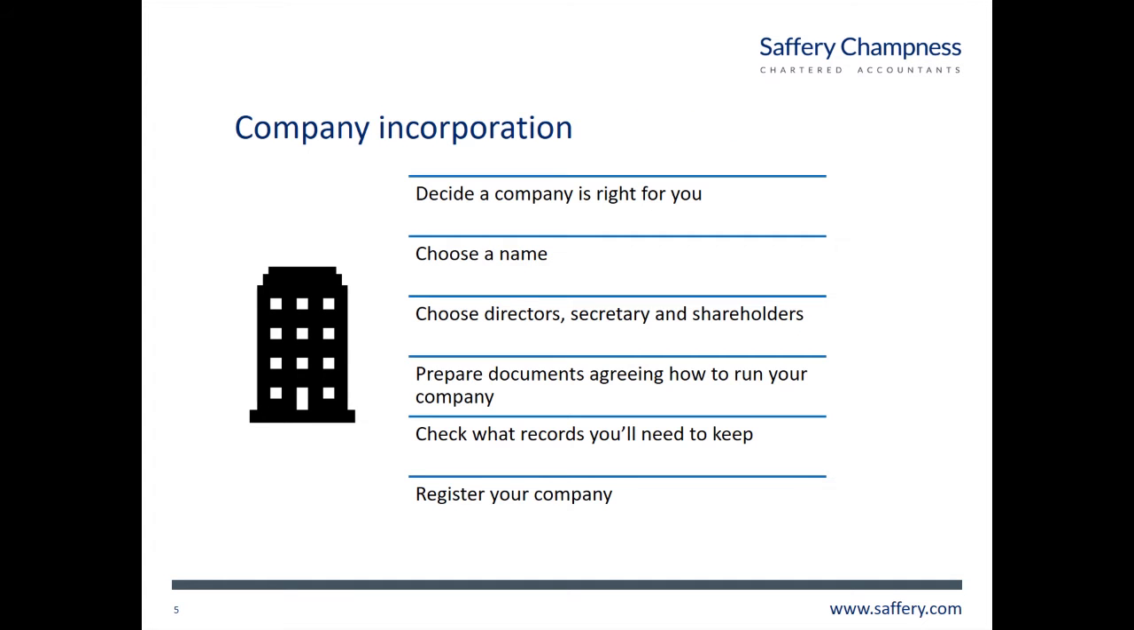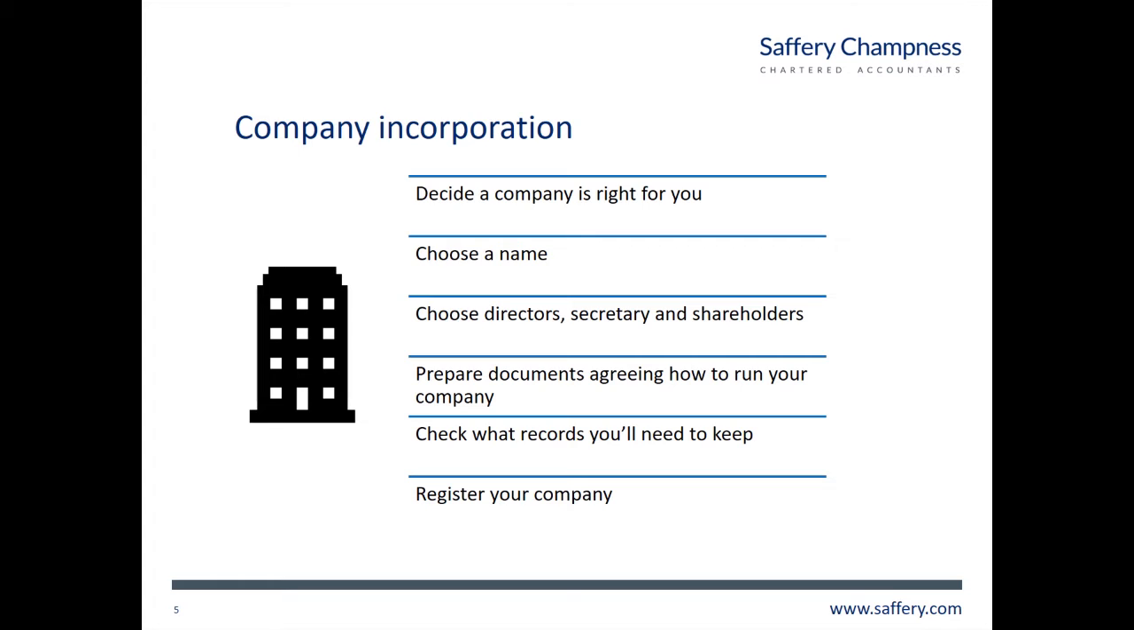There are a number of additional steps you'll need to take in order to register a company over a sole trade or partnership business. As it is a separate legal entity, you'll need to appoint directors, decide whether you want a company secretary, and also choose who will be the company's shareholders. The directors will be those responsible for running the company, whereas the shareholders will be the owners of the company.